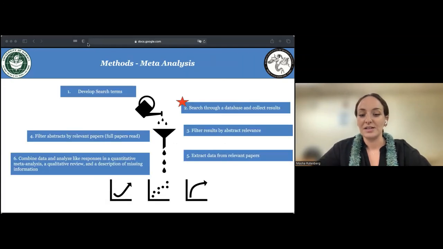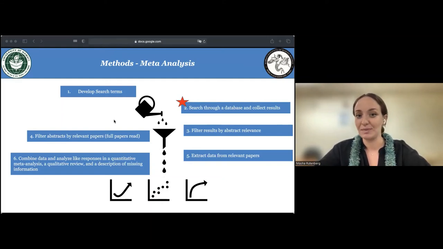To do so, here is a flowchart of my methodology for my meta-analysis. I first developed search terms, and then I applied those search terms through a database. I filtered results by abstract relevance. I then filtered abstracts by relevant papers, and I fully read those papers. I extracted data from relevant papers, and then I combined data and analyzed like responses in a quantitative meta-analysis, a qualitative review, and a description of missing information.